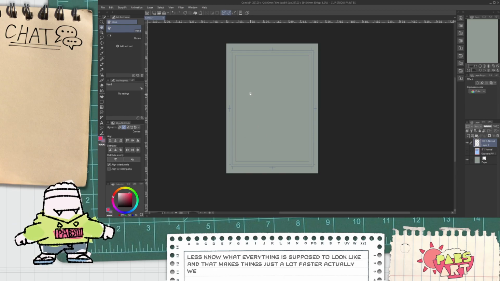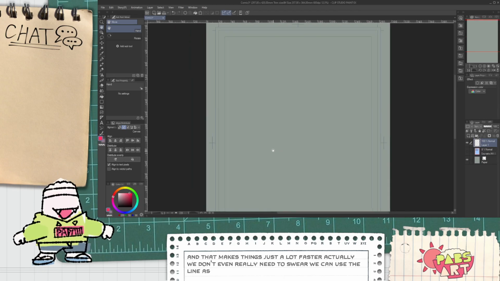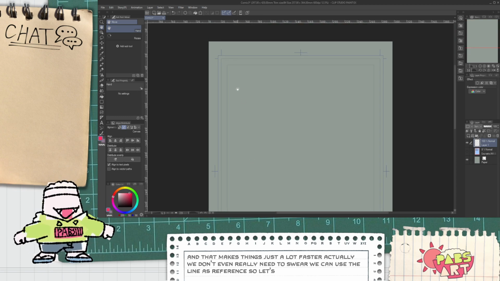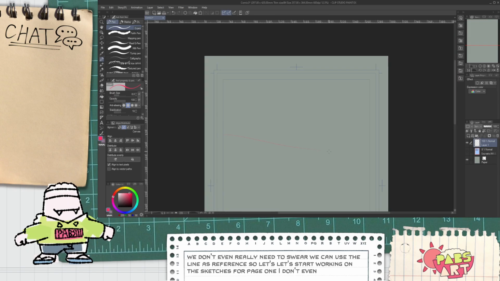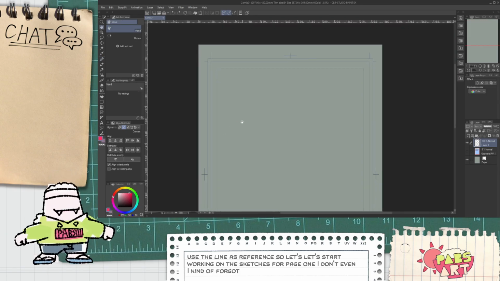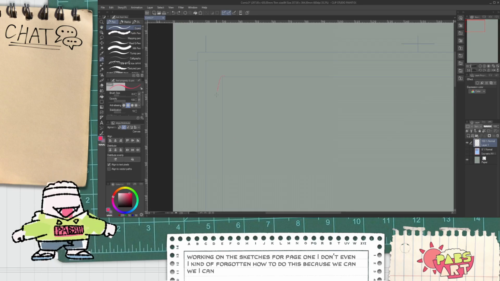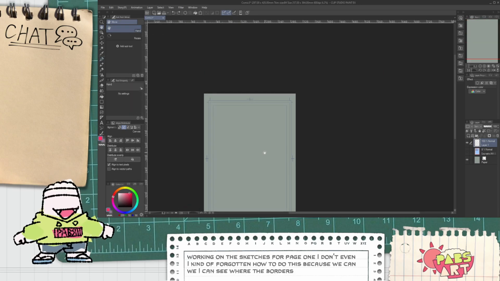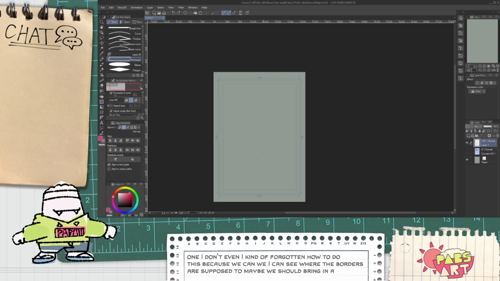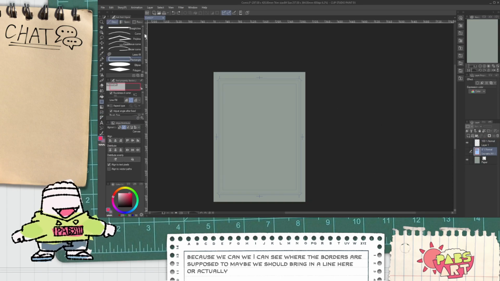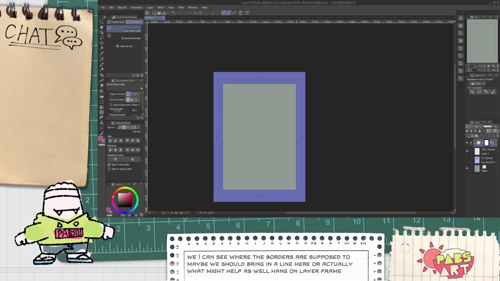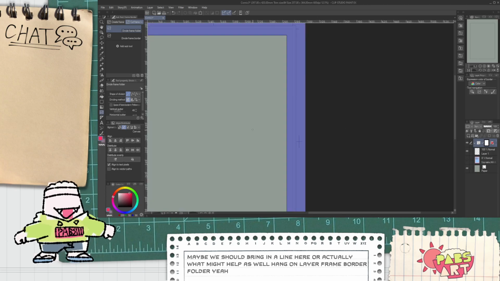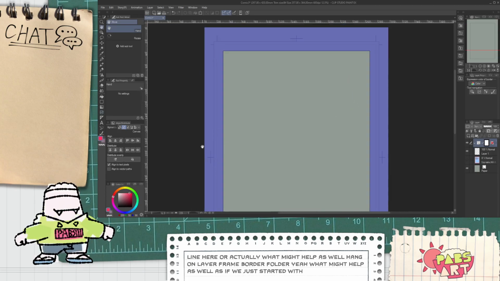Actually, we don't even really need the square. We can use the line as reference. So let's start working on the sketches for page 1. I kind of forgotten how to do this because I can see where the borders are supposed to be. Maybe we should bring in a line here. Or actually, what might help as well, hang on, layer frame border folder. What might help is if we just start with the proper frame border that we want from the beginning.